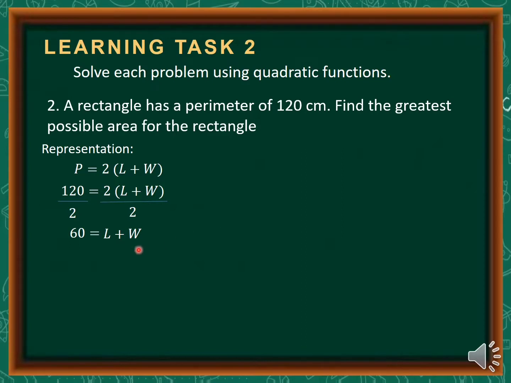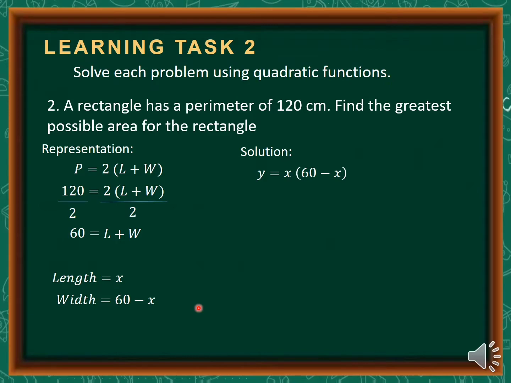If our length plus width is equal to 60, ibig sabihin, pwede natin i-represent ang ating length. If our length is x, so therefore, how will we get the width? Kailangan kasi natin makuha yung dimensions. Alright. Alam naman natin ang sum ay 60. Kung ang length ay x, ibig sabihin, ang width is equal to 60 minus x. Naunawaan, class? Okay.